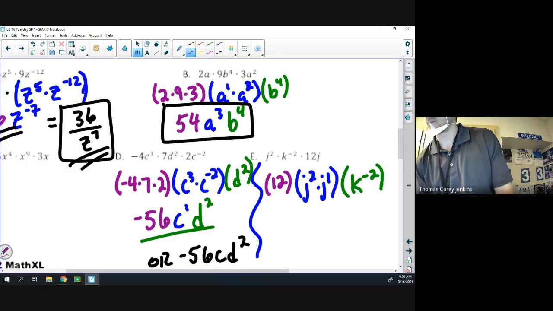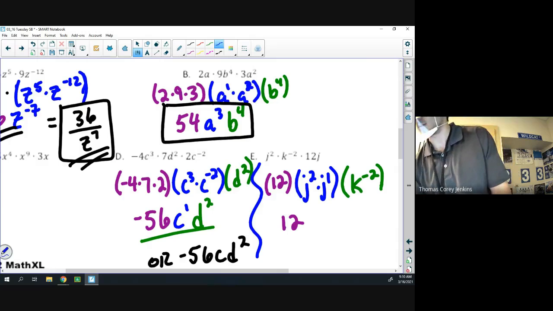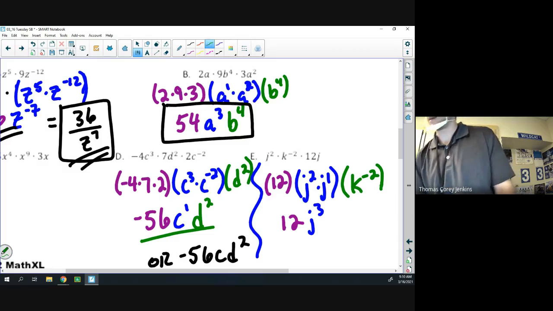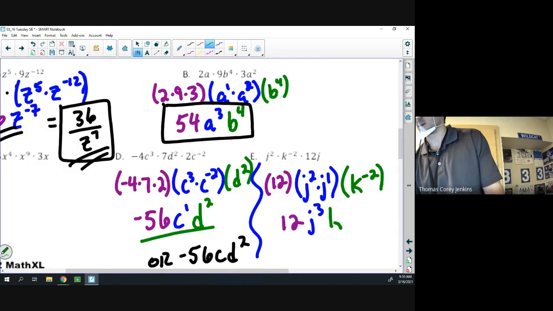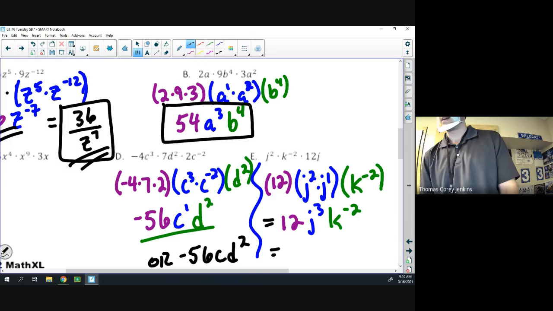So now I try to simplify. So 12 times 1 times 1 is just 12. J squared times j is j cubed, or j to the 3rd. And then k to the negative 2, there's nothing else to change there. Okay? So this is equivalent to the right answer, but MathXL wouldn't accept it. In other words, it's not all the way simplified.